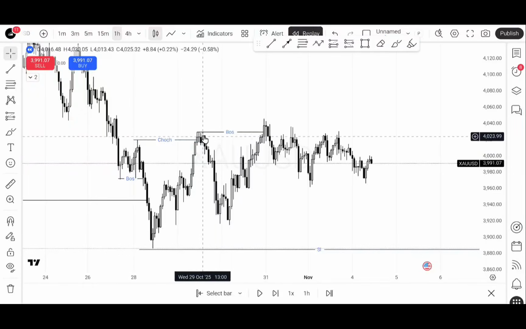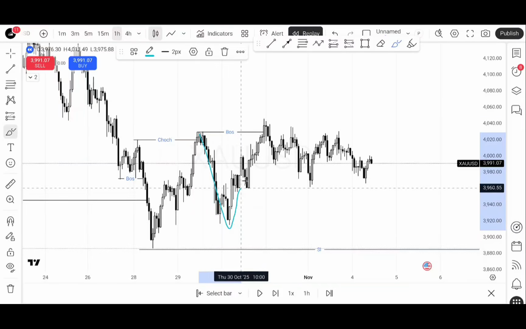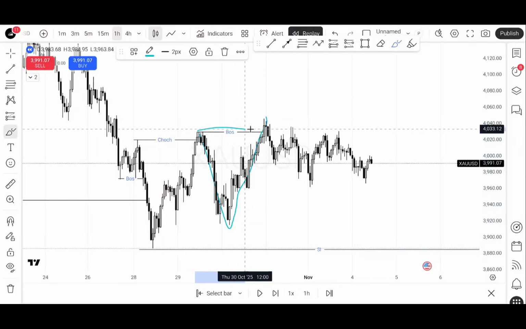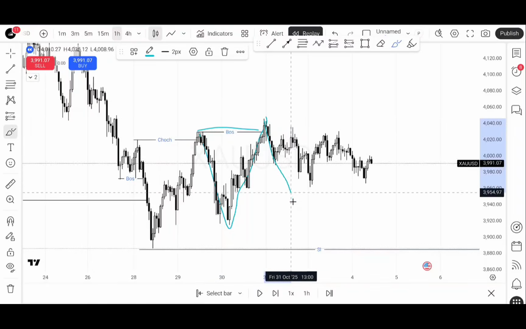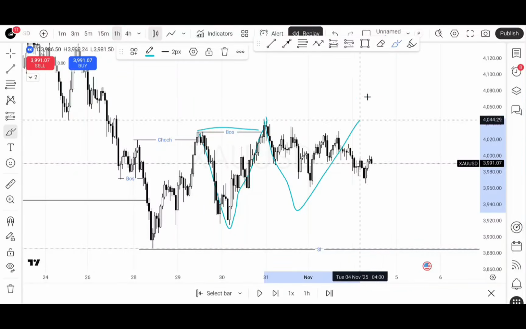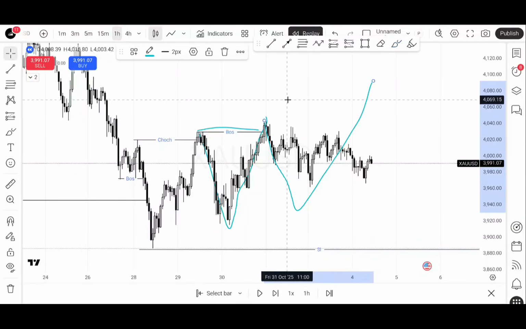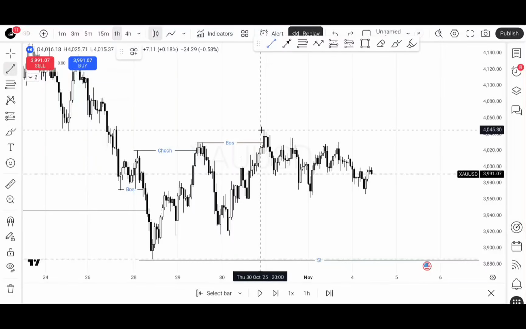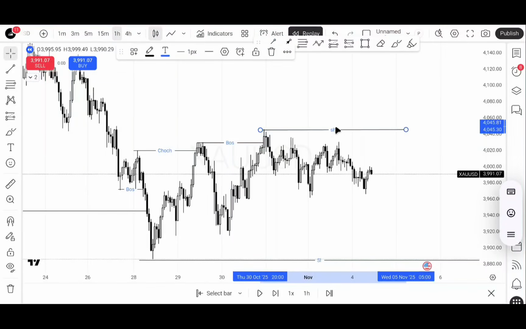After this change of character, we had a pullback here. Then we had a higher high. After this higher high, we had a break of structure. Remember the first example that I gave you about reading market structure in the basic market structure. After this higher high, what we are expecting is a pullback to a certain level of support. Then we take higher prices. As simple as that. We mark out the highest point of the trend, which is our swing high.